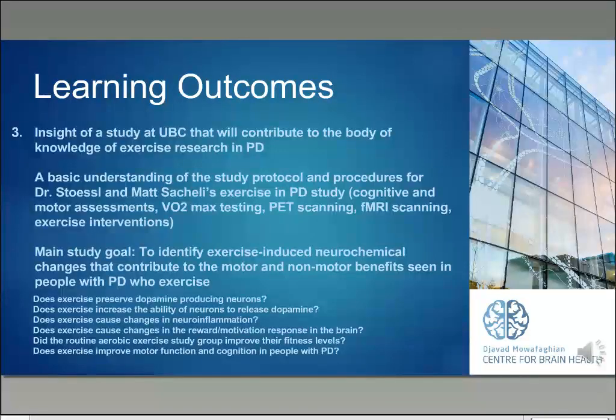We hope that you've learned more about research at UBC and how we are advancing knowledge in an effort to treat and delay the progression of Parkinson's. The exercise study at UBC will hopefully help to uncover that aerobic exercise induced neurochemical changes in the brain and will help further this vision.